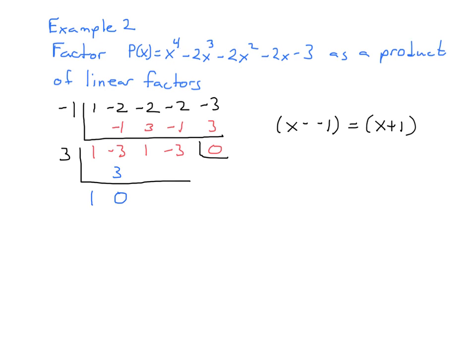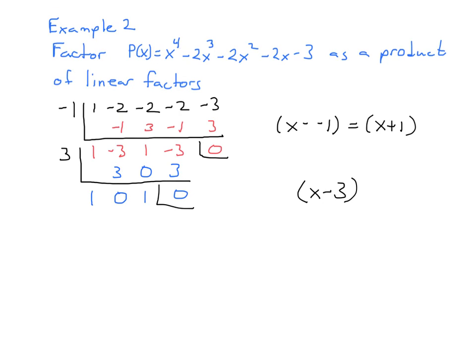3 times 0 is 0. Add it up, I get a 1. And 3 times 1 is 3. Add it up, I get a 0. So in this case, 3 is also a zero. And so I know another factor of this polynomial is going to be x minus 3. So I have two of the factors.